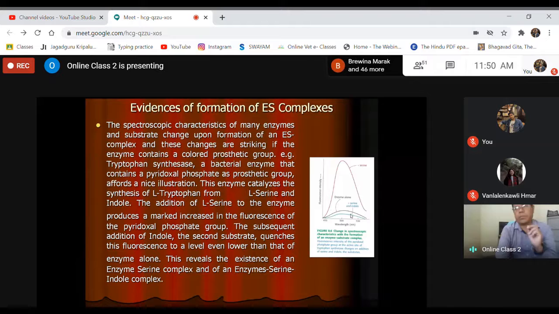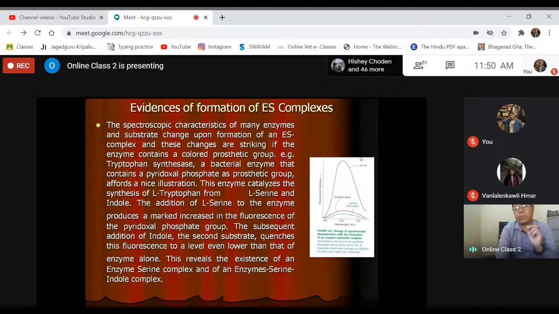When the L-serine is added, the fluorescence increases like anything. The one shown in red, you can see how much it is increased from the black, the middle one, to the red one above. So it is drastically increased. Why is it so? It is because the enzyme is linking with L-serine, the first substrate. It forms a complex with the enzyme, and because of that there is an increase in the fluorescence.